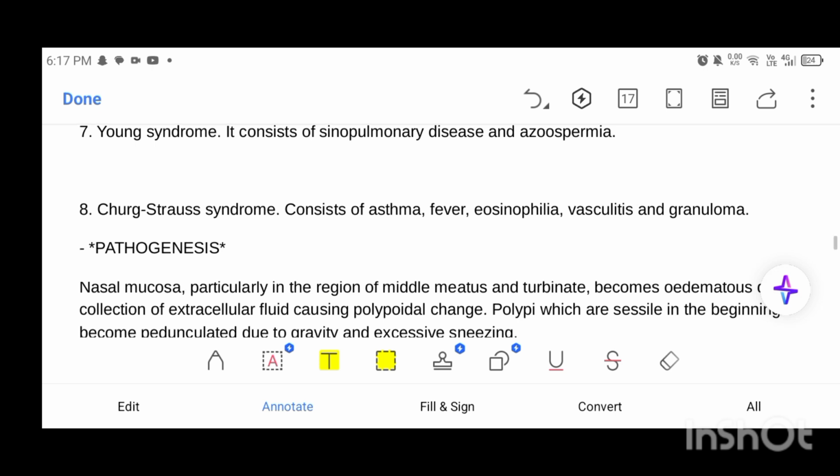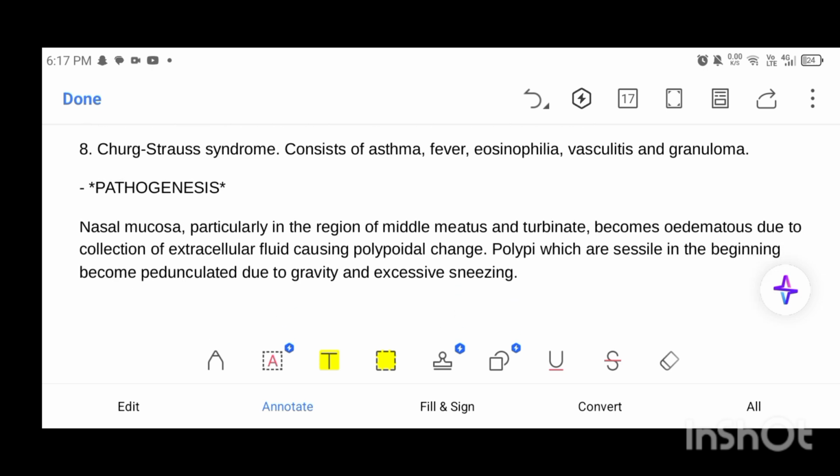What is its pathogenesis? Basically, nasal mucosa in the region of the turbinates and middle meatus becomes edematous due to collection of extracellular fluid.